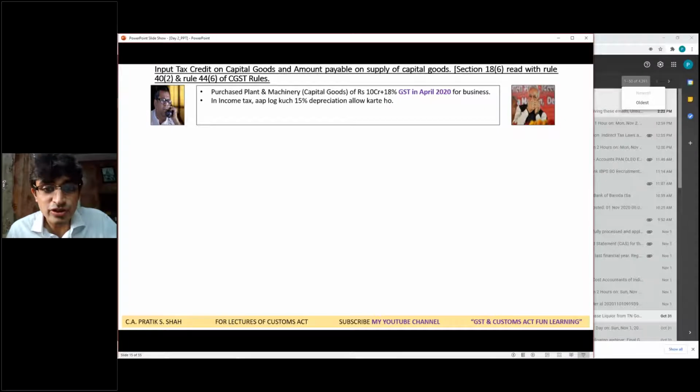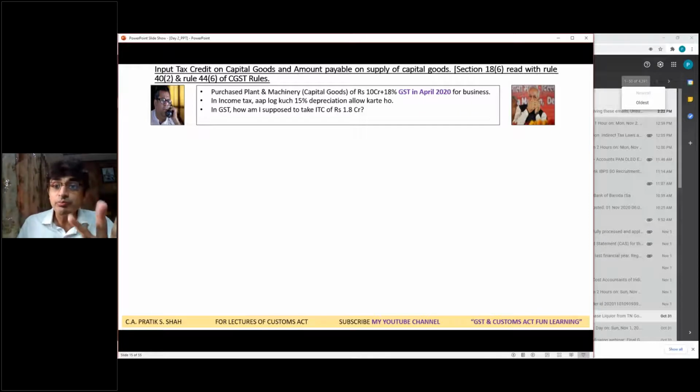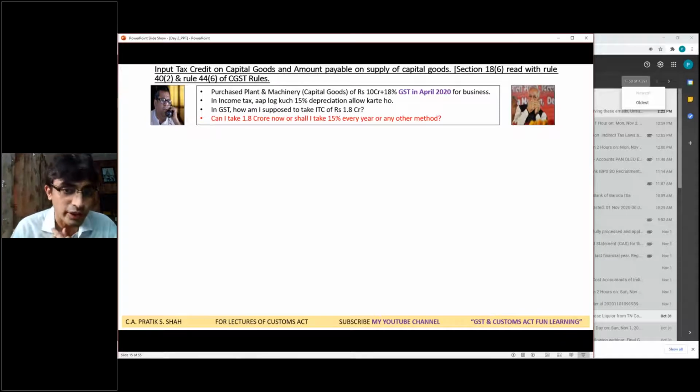In income tax, you must be aware about depreciation. He is asking whether he can avail entire ITC of 1.8 crore on day 1, or he can take ITC proportionately 15% every year. What is your opinion? Can Mr. Paresh avail entire ITC of 1.8 crore immediately, or can he avail it in a certain way? Can it be availed depreciation wise? What is your opinion?